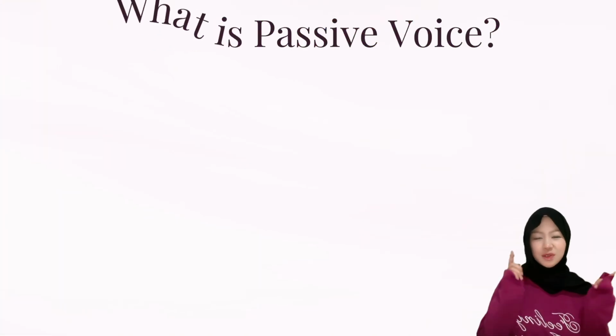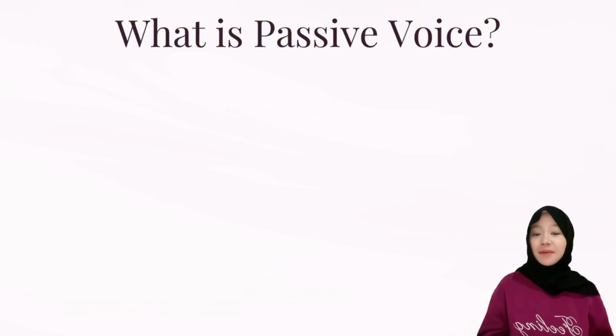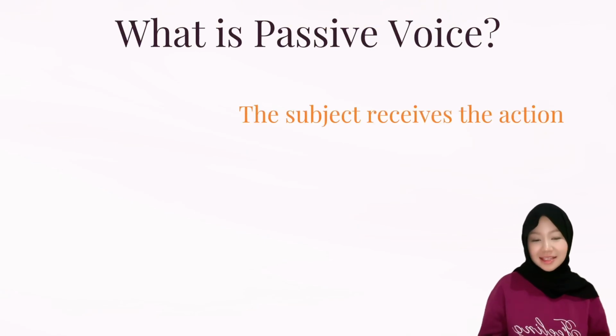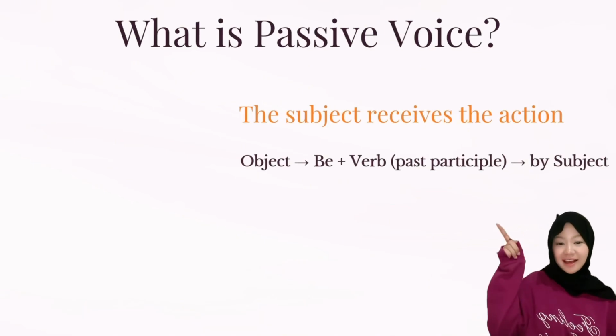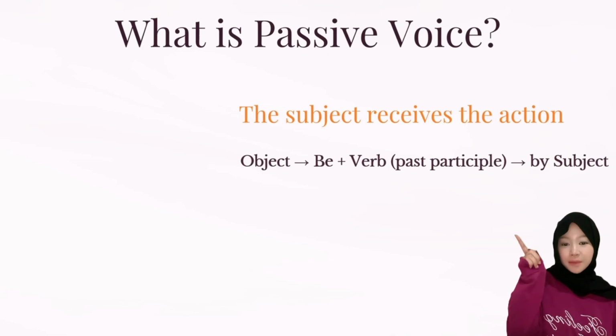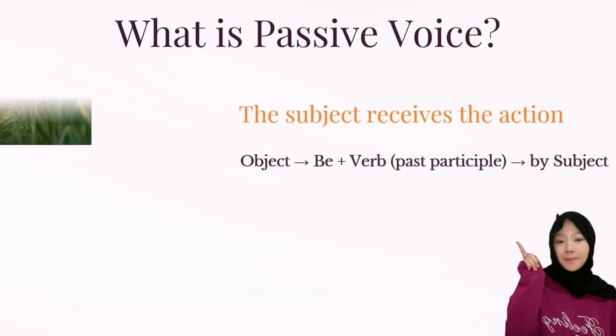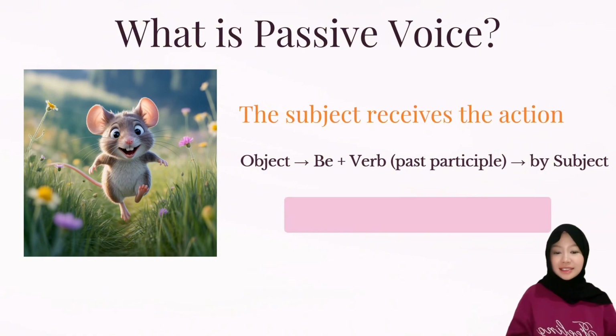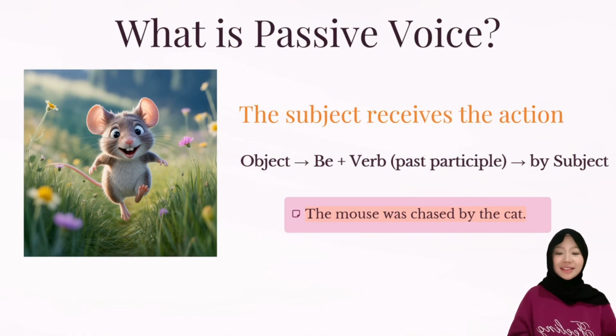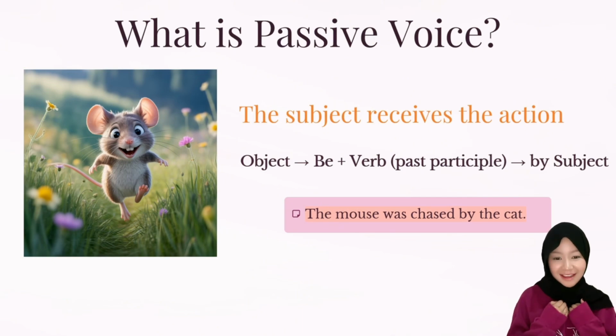And now let's switch into passive voice. In passive voice, the subject receives the action, and the structure is object, be verb, past participle, by subject. Example, the mouse was chased by the cat. See, in this one, we focus more on the mouse, the one receiving the action, not the cat. So the focus changes depending on what we want to highlight.